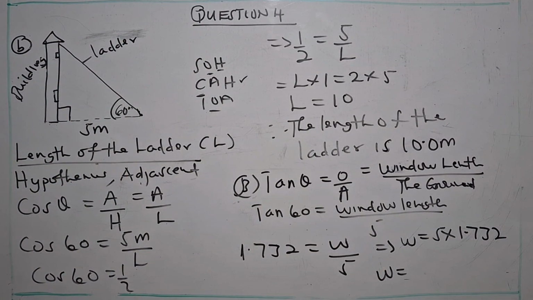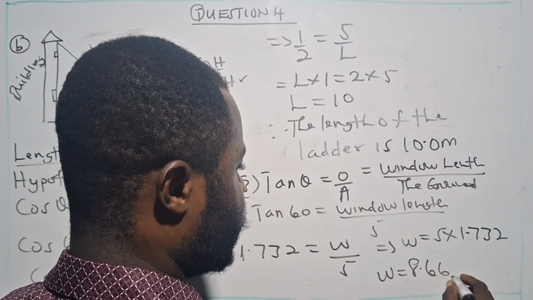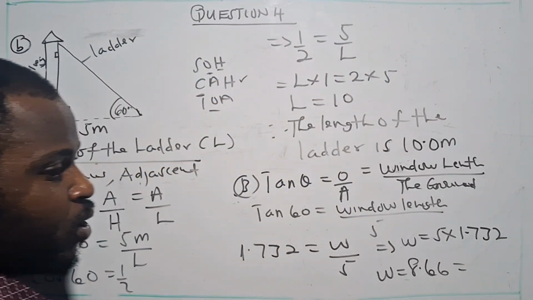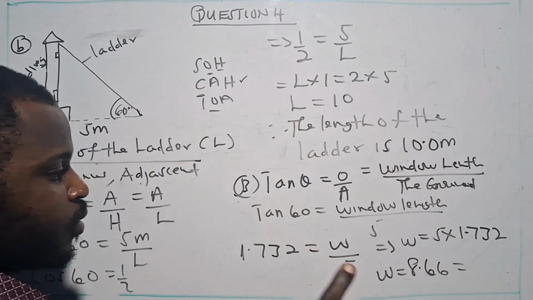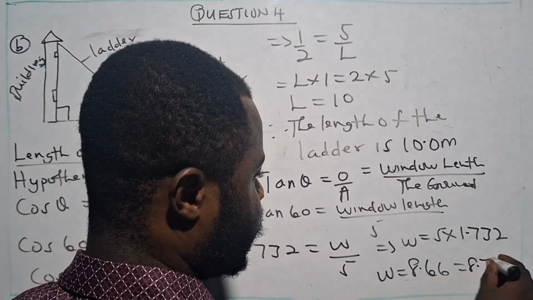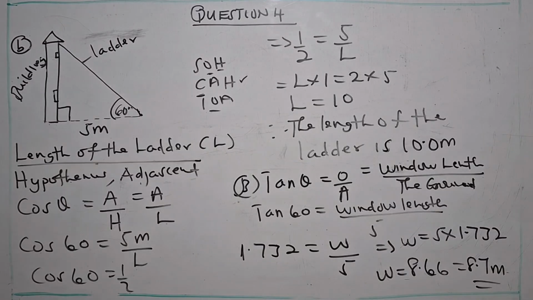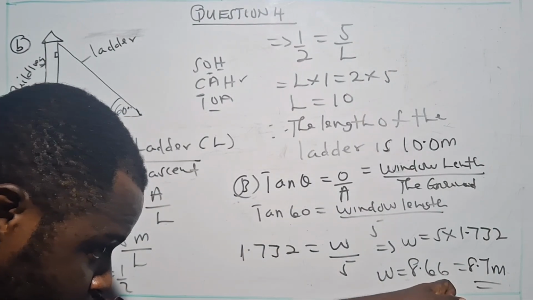When you multiply 5 by 1.732, you are going to get 8.66, for which they say 1 decimal place. So this is a roundable number, so we are going to get 8.7 meters. One decimal place. We are supposed to end here, but this is a roundable number.